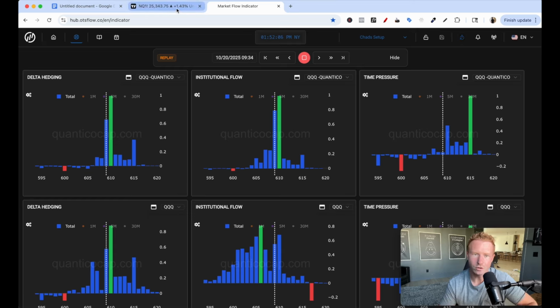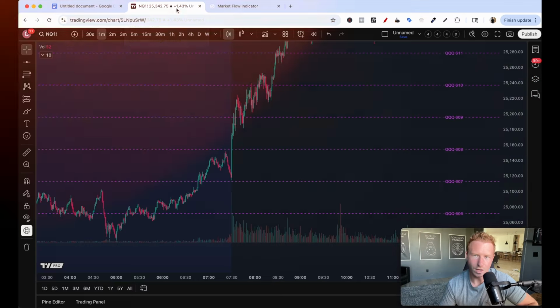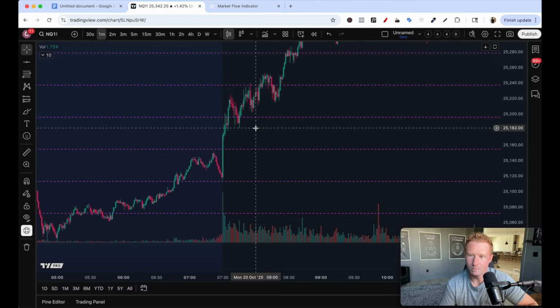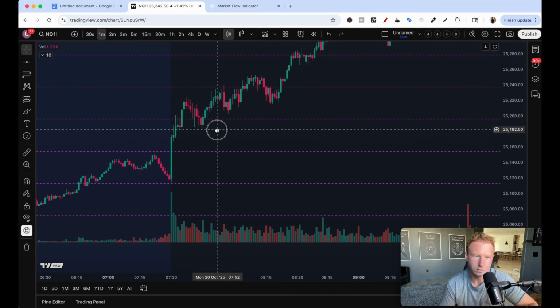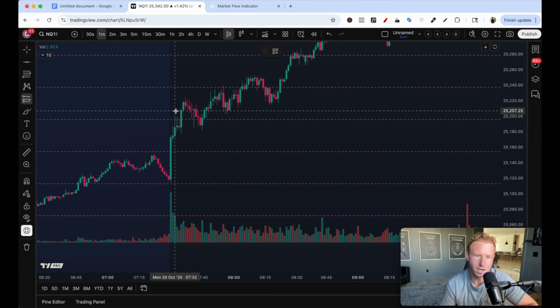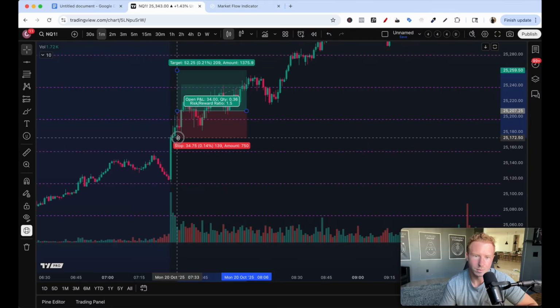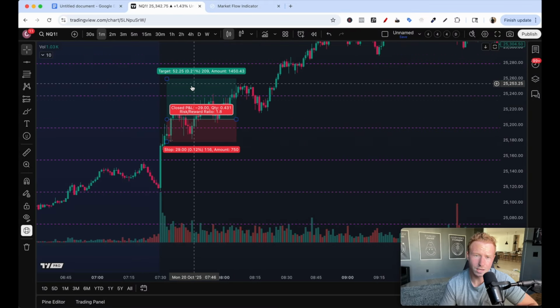Okay, and our job is to find areas where we can trade it. So for me today, as soon as we closed above 609, I got long right here. I put my stop below this candle and we rode it up from there.